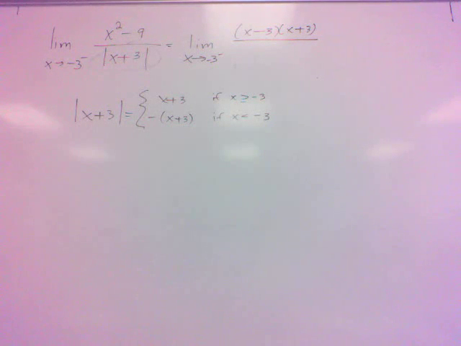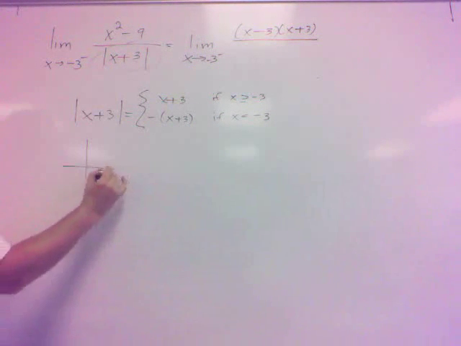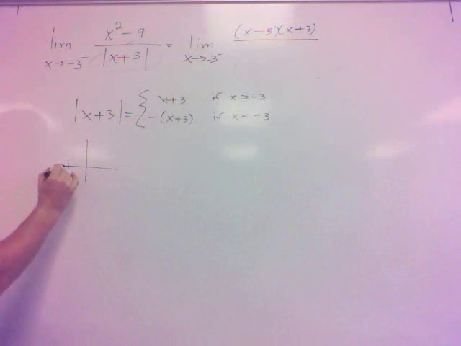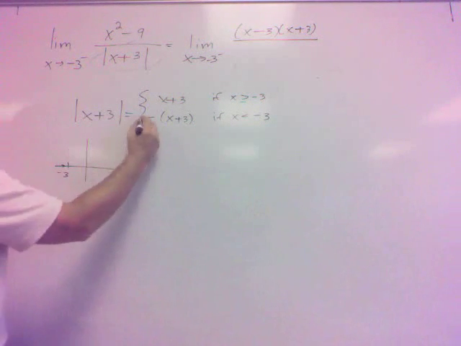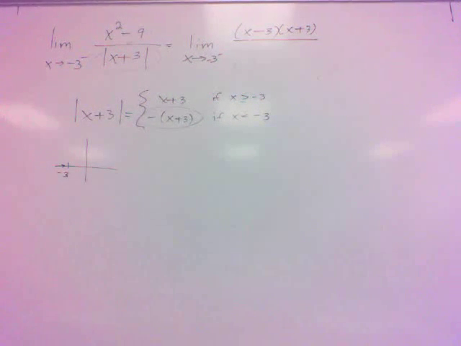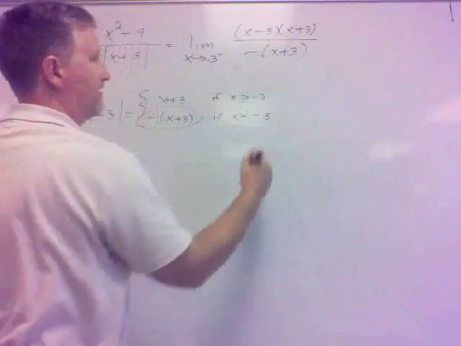Which one is it in this case? It's the negative, isn't it? I'm approaching -3 from the left, and so that's coming in from the less than side of -3. To take the absolute values out in that case, I need to replace it by a negative of the x plus 3.